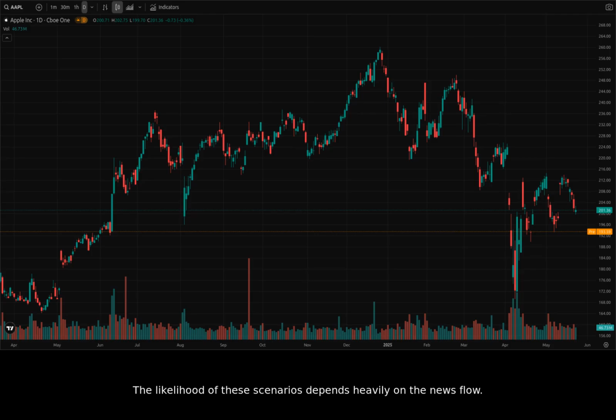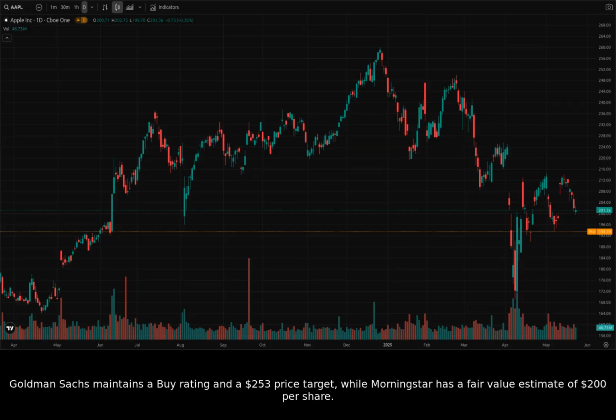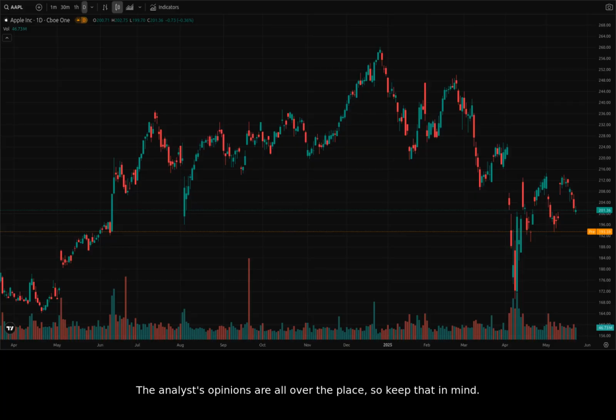The likelihood of these scenarios depends heavily on the news flow. If Trump softens his stance on tariffs, we could see a relief rally. However, if the tariffs go into effect, expect more downward pressure. Goldman Sachs maintains a buy rating and a $253 price target, while Morningstar has a fair value estimate of $200 per share. The analysts' opinions are all over the place, so keep that in mind.